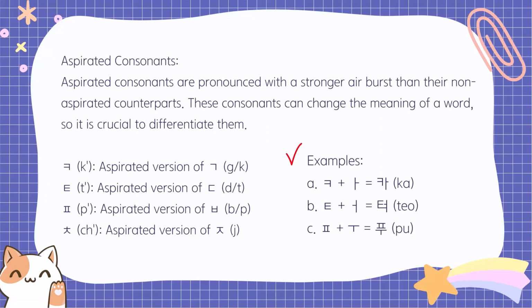Examples. A. 기읍 plus 아, 가. B. 티읍 plus 어, 더. C. 비읍 plus 우, 부.